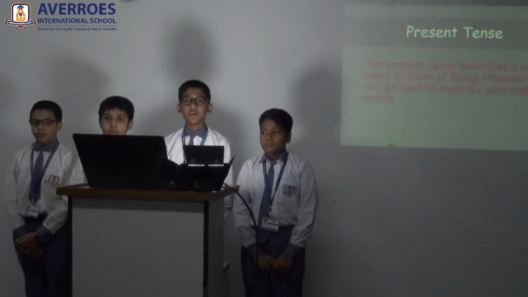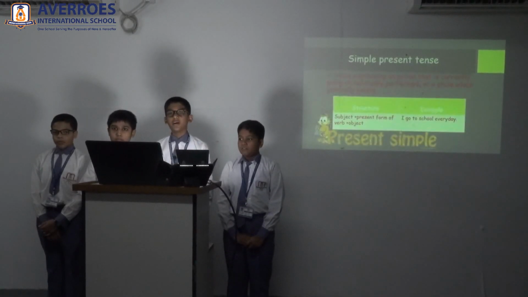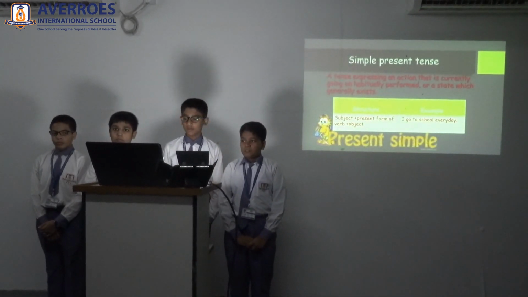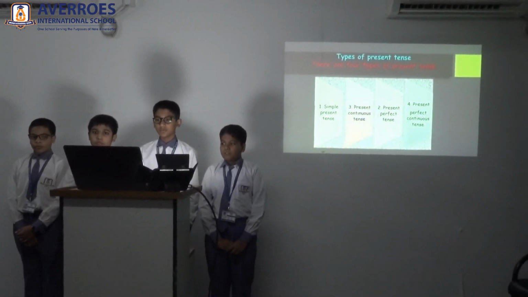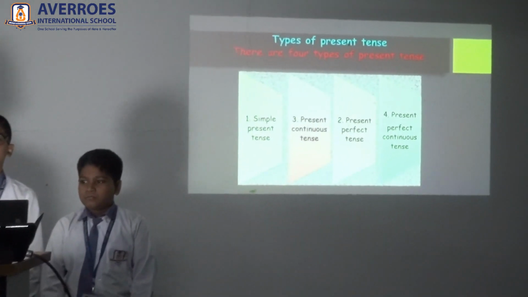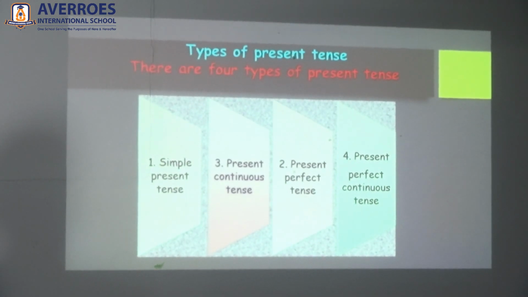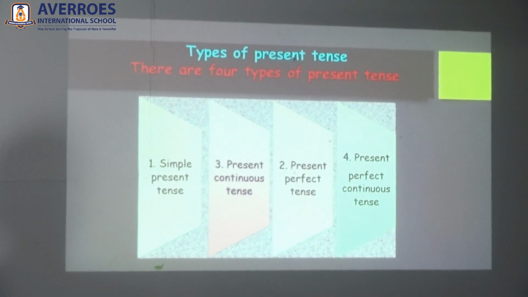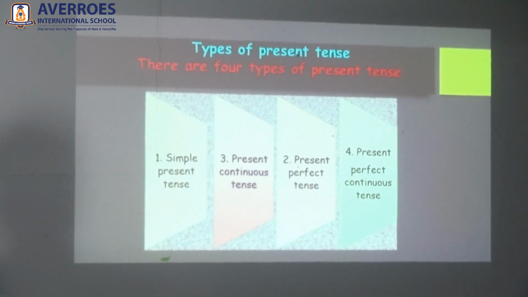What is present tense? The present tense describes a current event or state of being. However, it can also be used to describe past and future events. There are 4 types of present tense: simple present, present continuous, present perfect, and present perfect continuous. Now, I will invite Khandukar Mahid Dayan to begin the first type of present tense, the simple present tense.